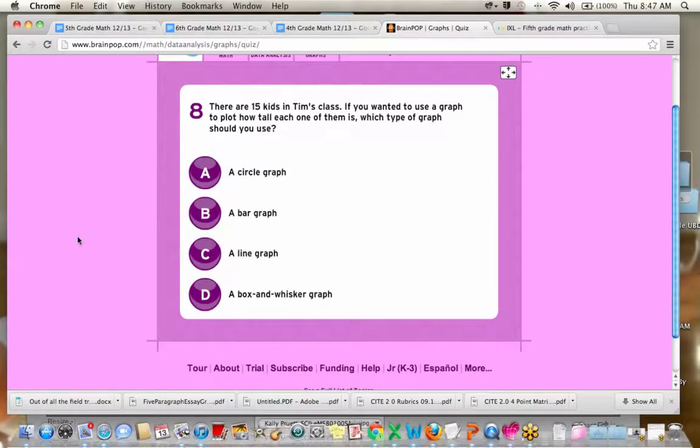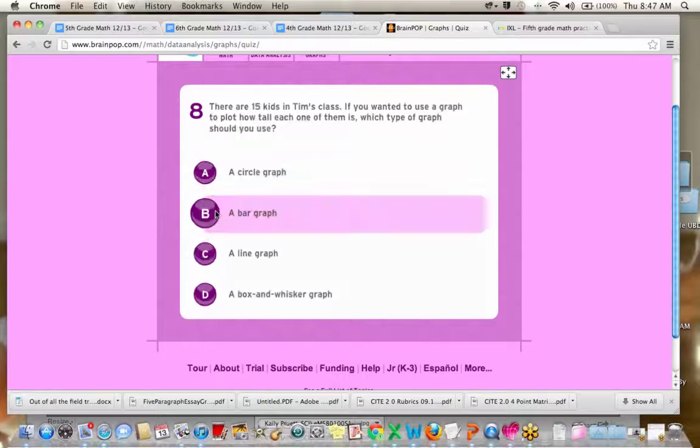There are 15 kids in Tim's class. If you wanted to use a graph to plot how tall each of them is, which type of graph would you use? A circle graph, a bar graph, a line graph, or a box and whisker graph? I see two good answers. One is better than the other. I think a bar graph would probably be better, but we'll put it and we'll see what they say at the end.